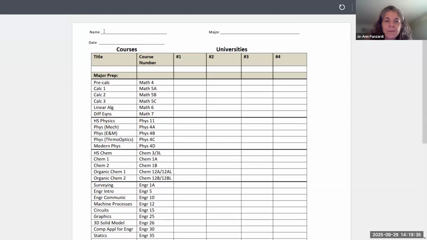And then notice at the top, it says your name, your date, your major, and then it gives you an option of putting 4 universities in here. So for the one we looked at, let's say we were interested in mechanical engineering, we would write mechanical engineering here. And then if we're thinking about UC Davis, we would write UC Davis here, and then start checking off what we saw. I know it wants 5A, 5B, 5C, 6, and 7. We saw it wants Chem 1A, Chem 1B. You're going to need some physics and some engineering, and you check off all those classes.